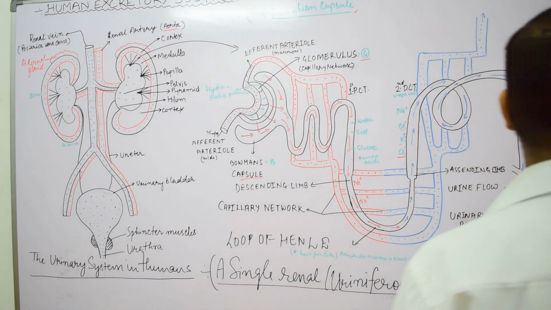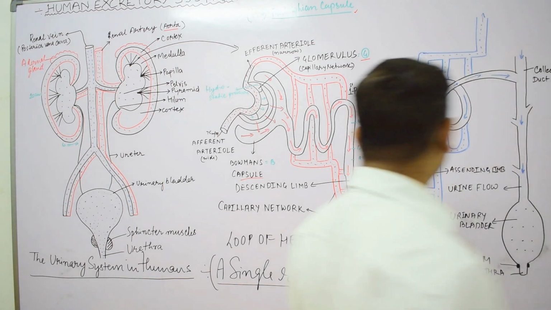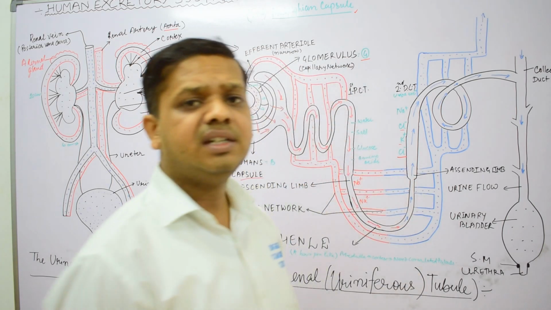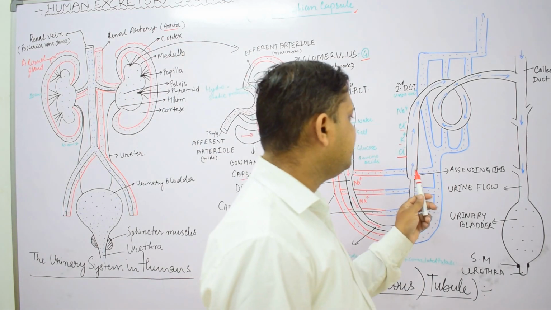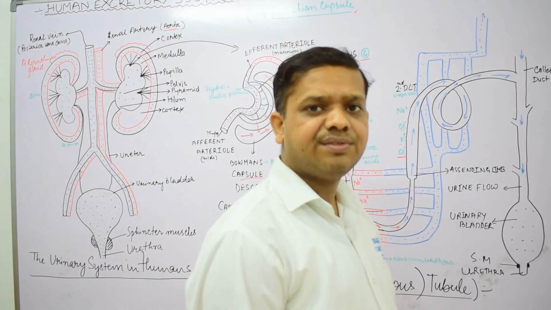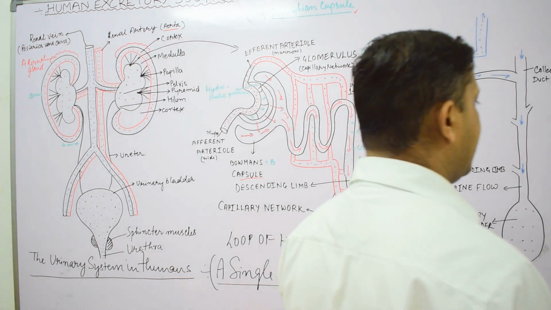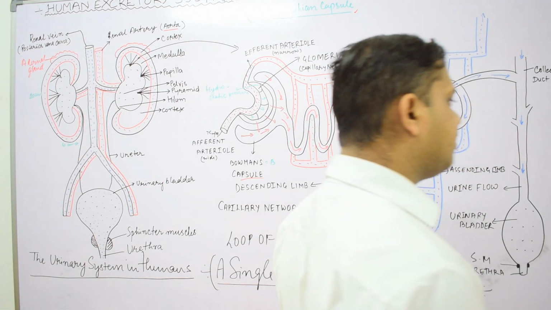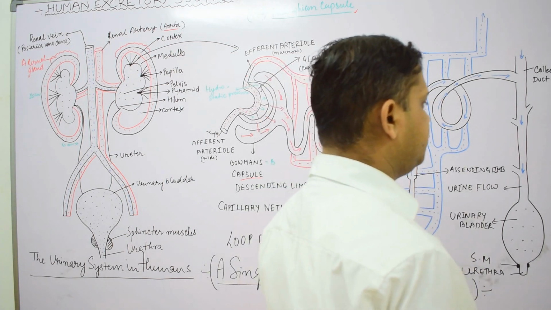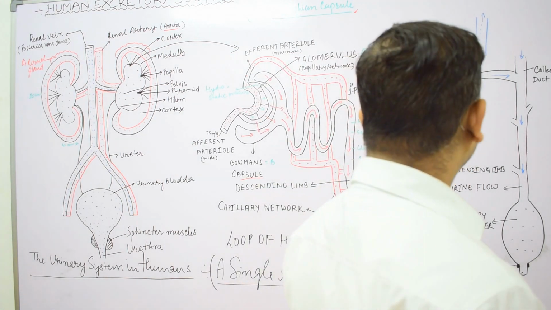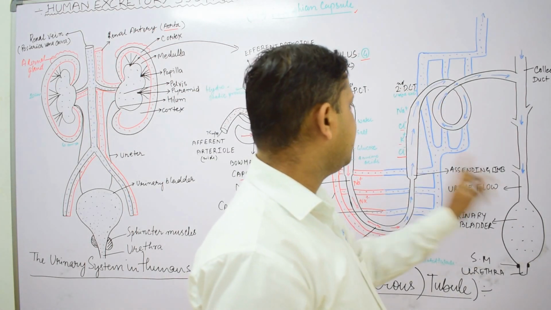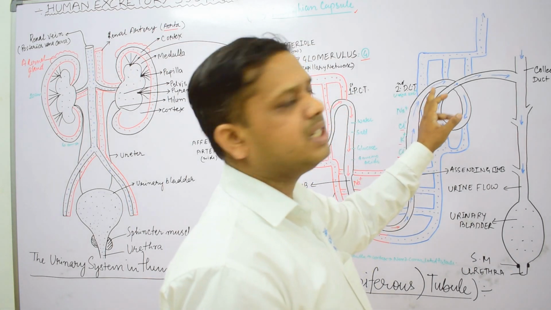One more important thing: the wall of the distal convoluted tubule secretes certain drugs like penicillin, by which it detoxifies toxic chemicals, as well as other foreign chemicals, which are secreted by the wall of the distal convoluted tubule. In this way they help in the formation of urine. So this is an important role of the distal convoluted tubule.